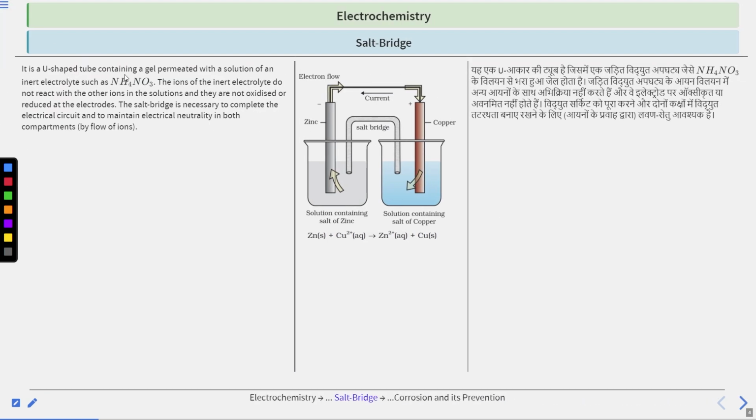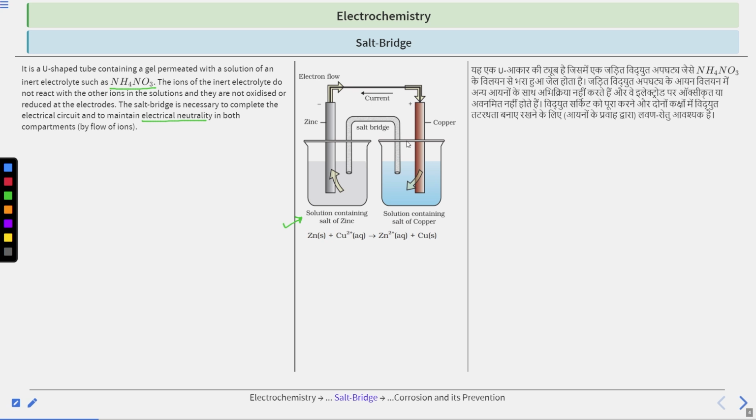It is a U-shaped tube containing a gel permeated with a solution of an inert electrolyte such as NH4NO3, ammonium nitrate. The ions of the inert electrolyte do not react with the other ions in the solution and they are not oxidized or reduced at the electrodes. The salt bridge is necessary to complete the electrical circuit and to maintain electrical neutrality in both the compartments by flow of ions.